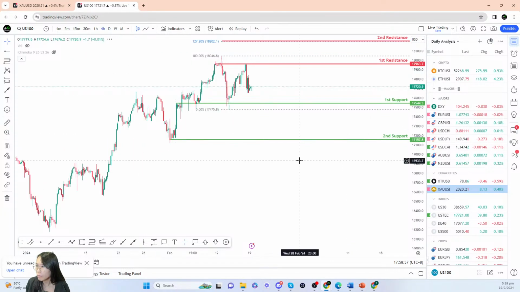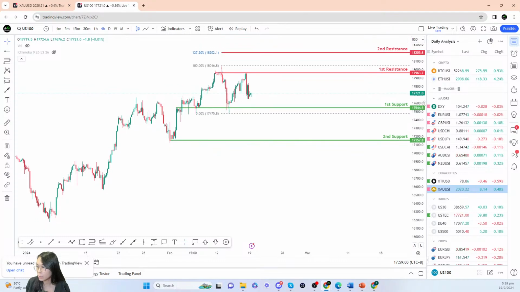Okay, back to the H4 chart. So this will be for US 100. Please let me know if you have any other currency pairs or indices that you would like to take a look at.